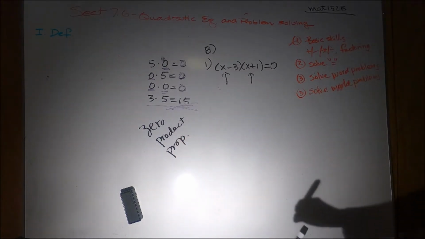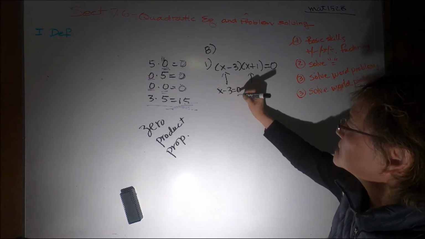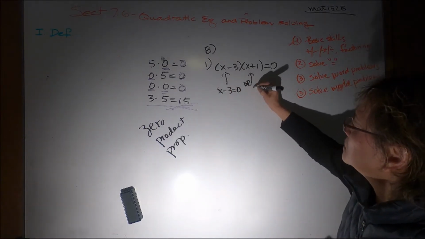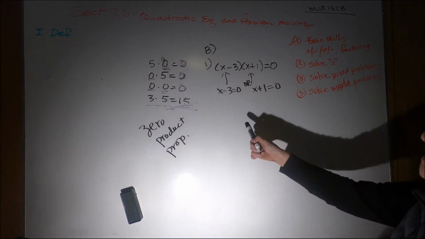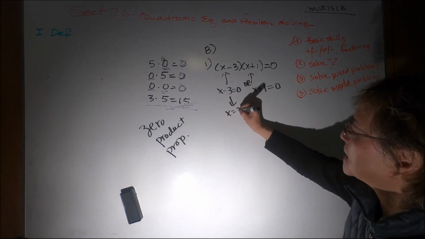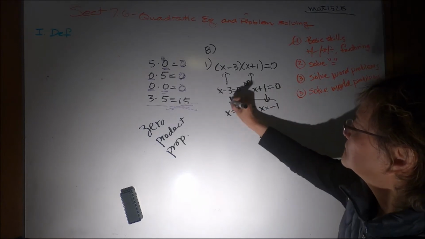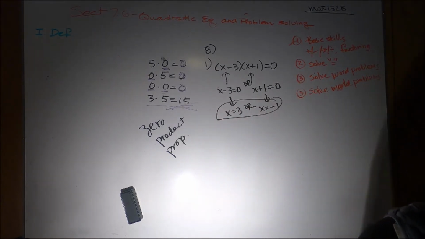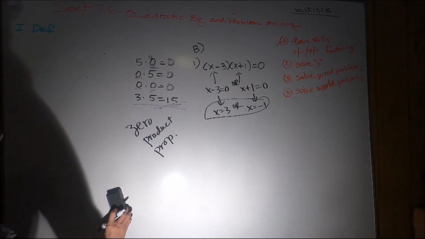So we use this. So what do we have? X minus 3 equals 0 or x plus 1 equals 0, right? It turns out each one is what? A linear equation. You add 3 to each side. That will be your answer. That's how you solve equations.